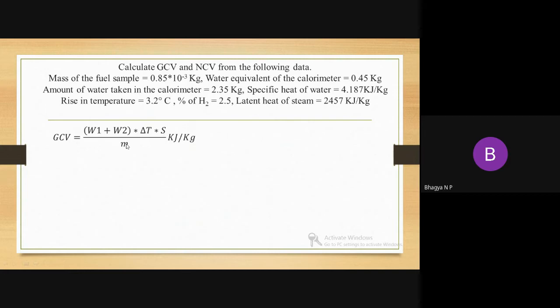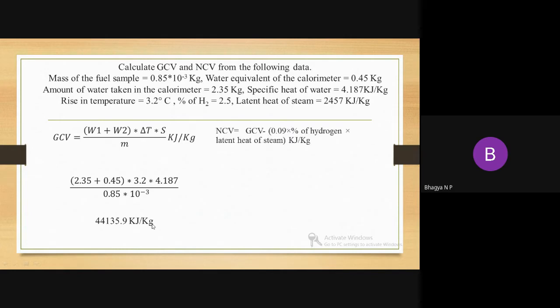So now what we have to do is we have to substitute all the values in the given equation. So we are going to get like this. So on calculation, we are going to get GCV as 44,135.9 kilojoule per kg value.